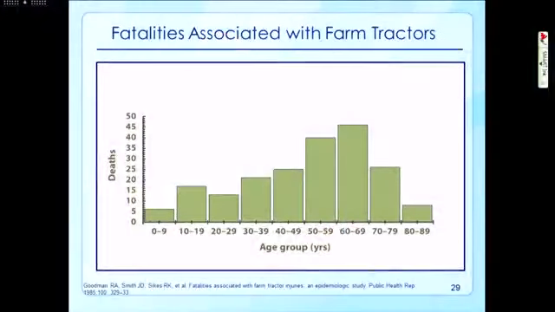So this graph describes the who. It indicates the number of deaths by age group. What else can you actually infer from this graph?